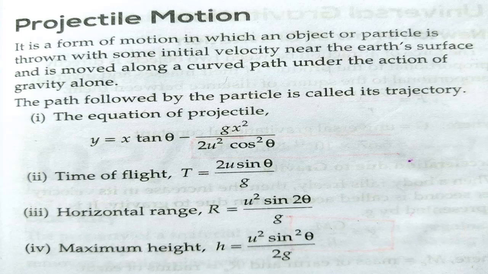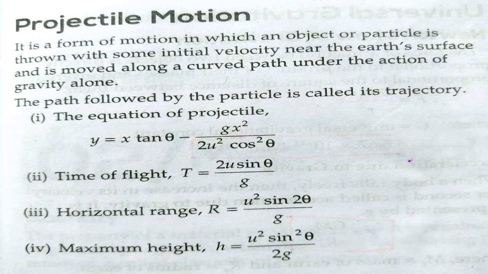The equation of a projectile. y is equal to x tan theta minus g x square by 2 u square cos square theta. Second, time of flight. T is equal to 2 u sin theta by g.